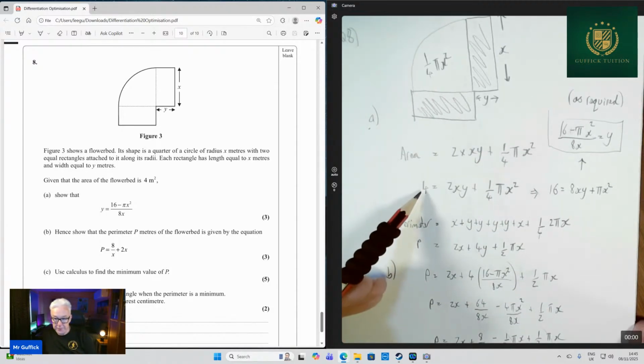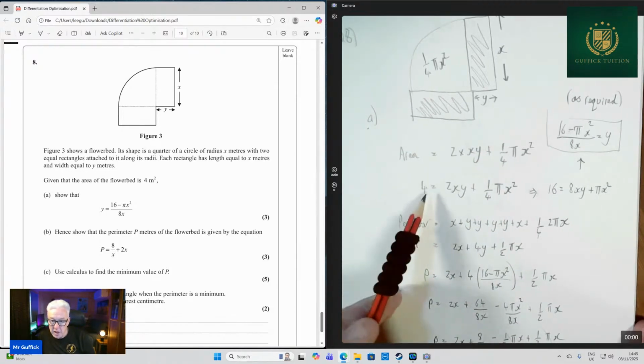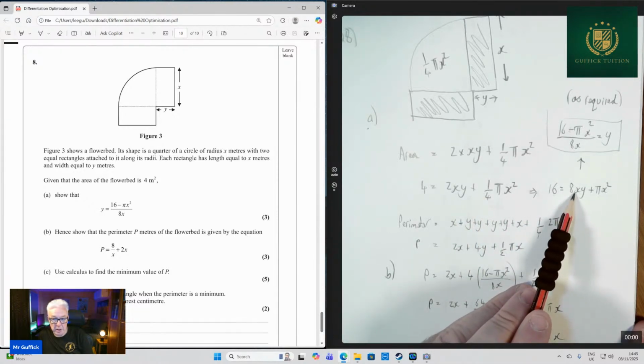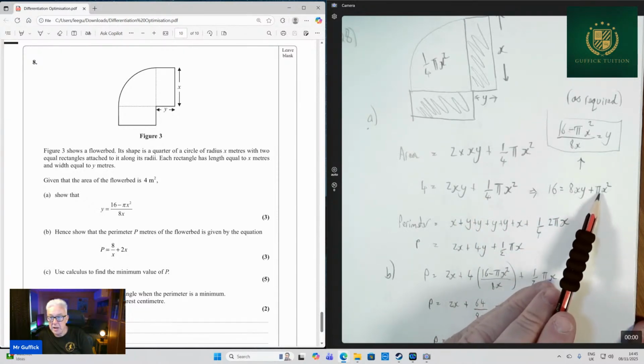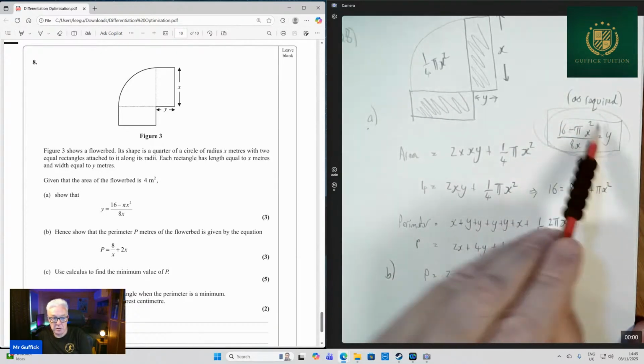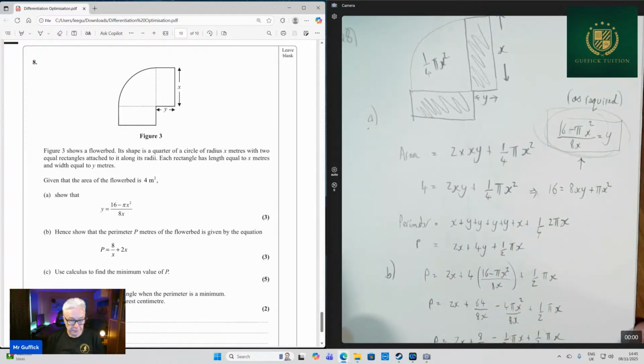So what we do here is, what have I done? I've just timesed everything by 4. So we get 16 is equal to 8xy plus pi x squared. And then from there, I have subtracted pi x squared and divided by 8x. And we get the expression that they were after in part A.